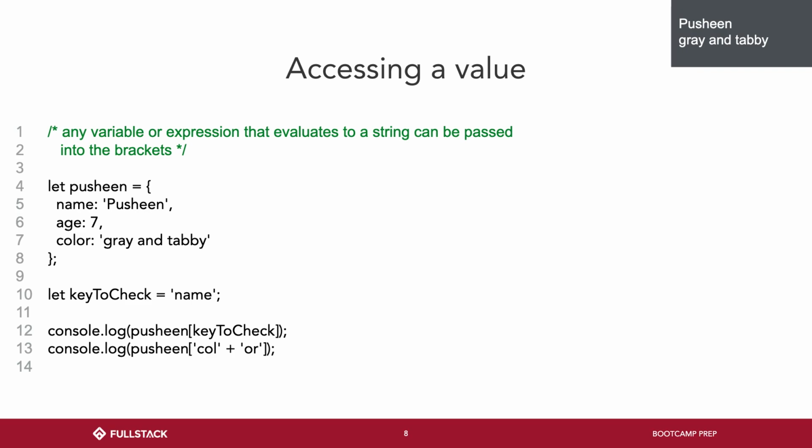So here, since objects' keys are strings, the thing that goes in the bracket should be a string. If we do the string COL plus the string OR, you would get COLOR, right? Like if you just did let my variable equal COL plus OR, you get color. So it does this concatenation, this equation, first. Then we have pushing at color, and pushing at color is grain tab.